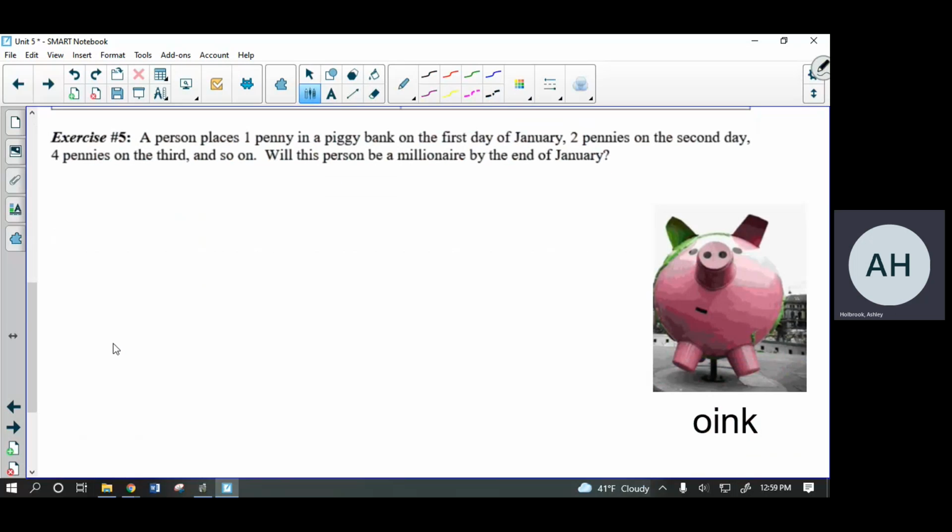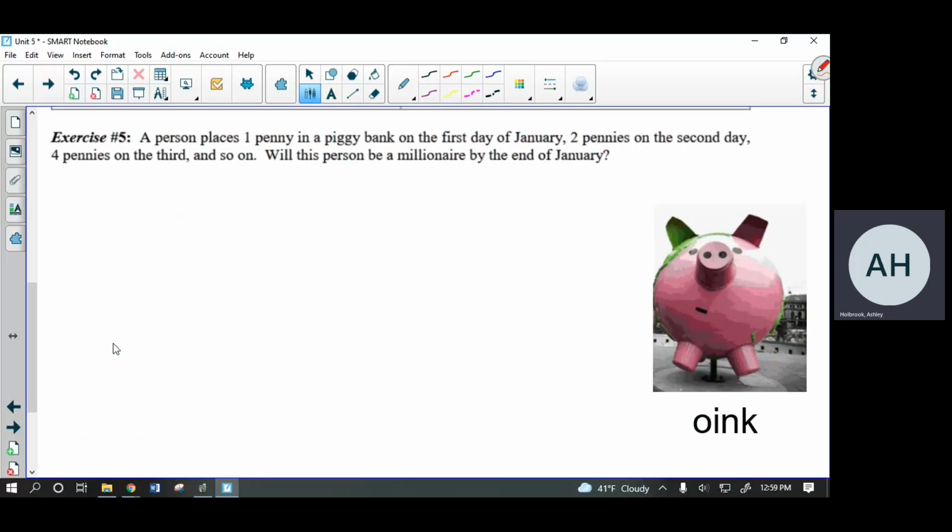Number 5. The weird example. So a person places 1 penny in a piggy bank on the first day of January, 2 pennies on the second day, 4 pennies on the third, and so on. What's he doing each time he puts the money in? Multiplying by 2. It was 1 penny the first time, then 2 pennies, then 4 pennies. The next one would be 8 pennies, and so on.